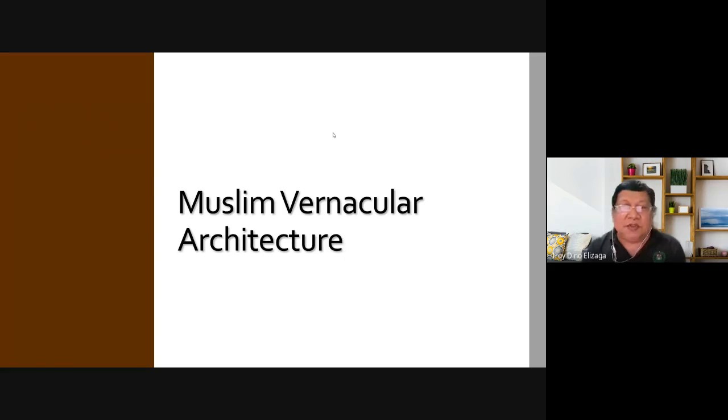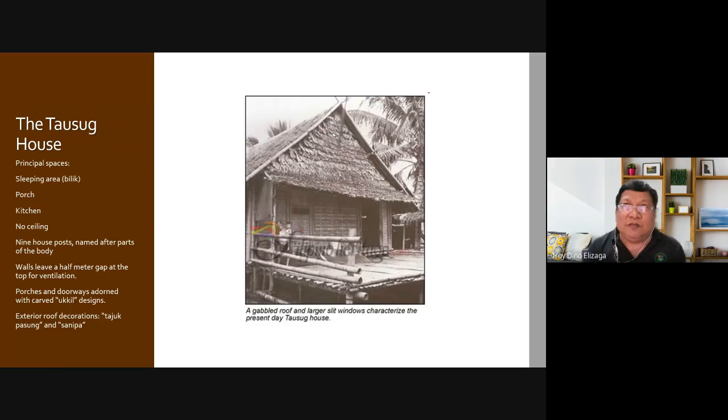So the Muslims, they're not actually the majority in Mindanao, but they were there first, I think. Okay, so most of the primitive houses in the Mindanao area are influenced by Muslim tradition.